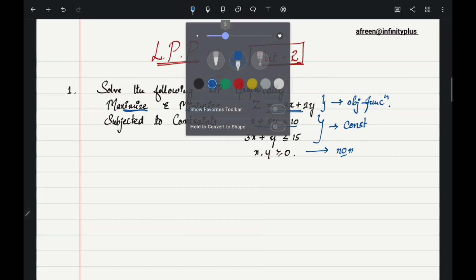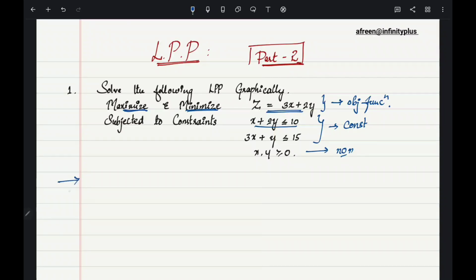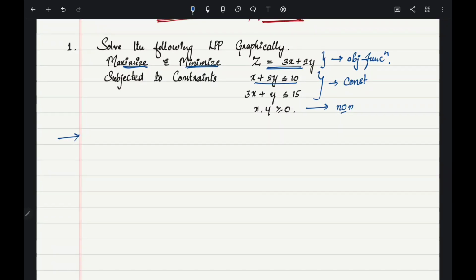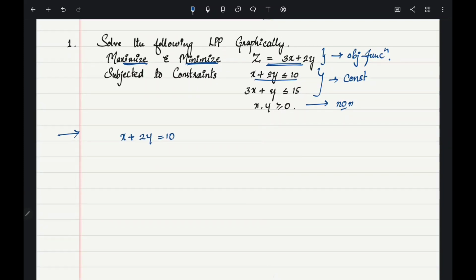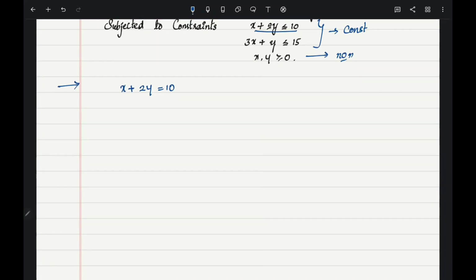So let's solve this sum easily. First, let's take up both the constraints separately. First I will take the first constraint. Again, I have converted the inequality symbol into an equality symbol in order to find the solution for these graphs. So I am taking x equal to 0. Substituting in this equation we get 0 plus 2y, so 2y is equal to 10. So the y value we have got is 5.